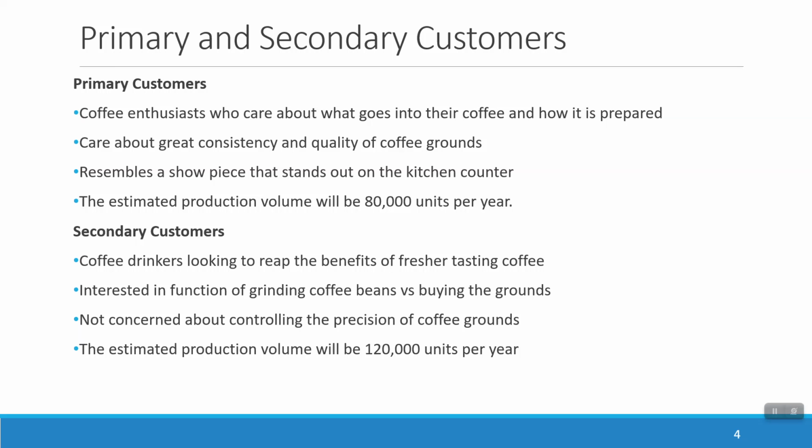Our secondary customers are the coffee drinkers looking to reap the benefits of fresher tasting coffee. They're more interested in the function of grinding coffee beans. They're not really concerned about the precision of the coffee grounds. The estimated production volume will be about 120,000 units per year.